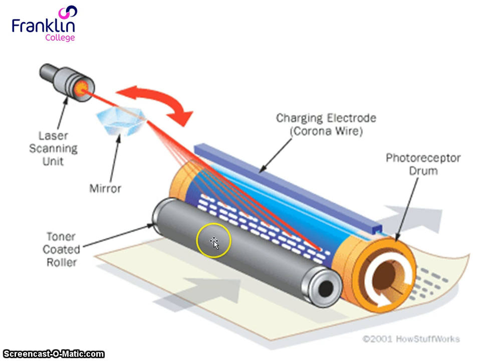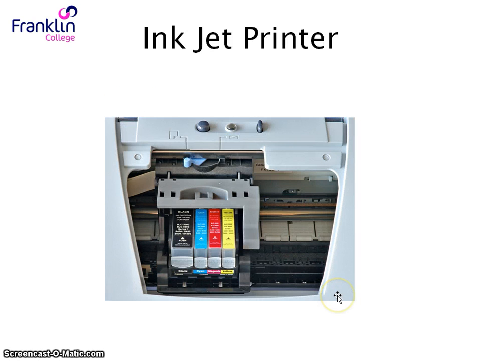Toner, which also has a charge, is applied to the drum. The drum picks up the toner, and the toner is then fused to the paper. So in comparison, an inkjet printer works line by line. As we can see here on the diagram, this represents the ink cartridges on an inkjet printer. A laser printer uses toner, an inkjet printer uses ink.